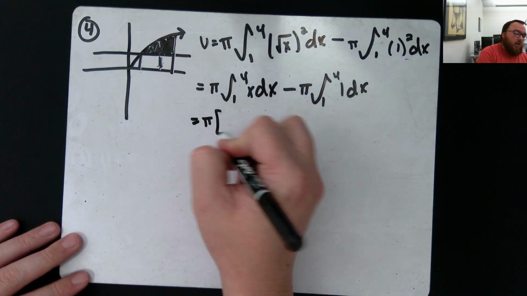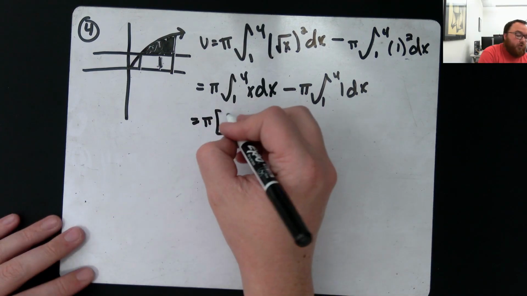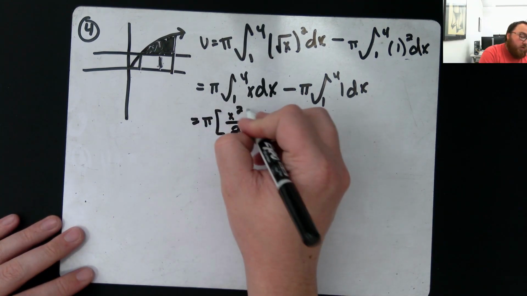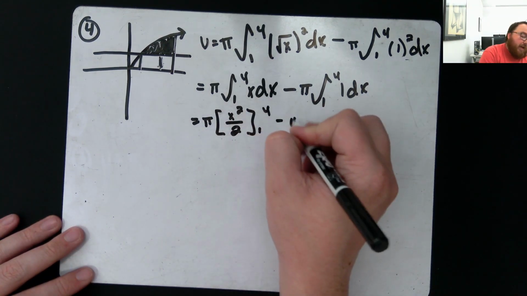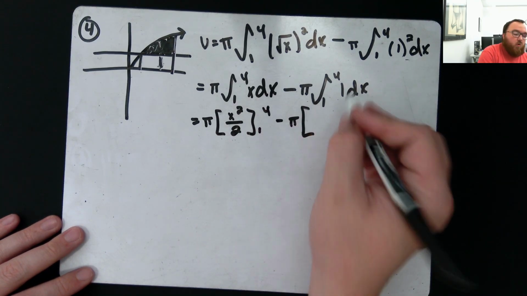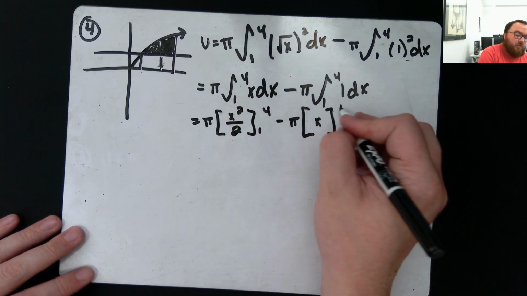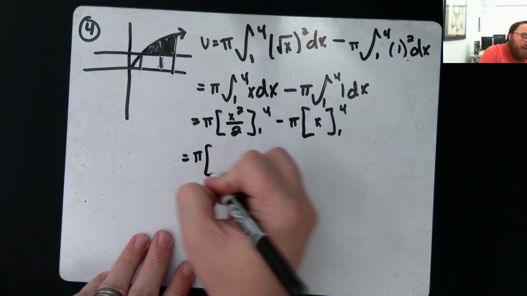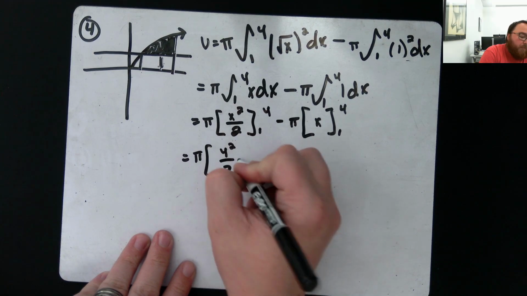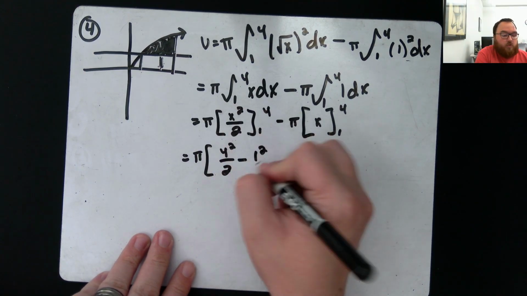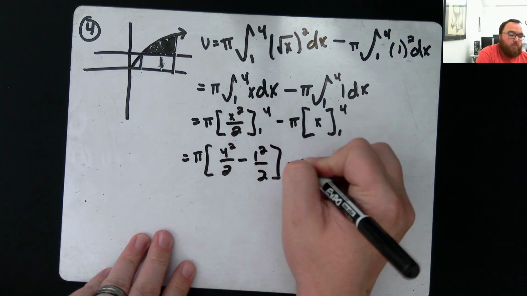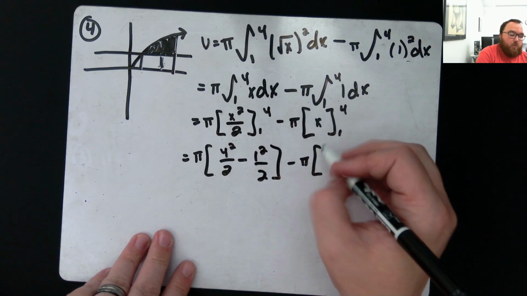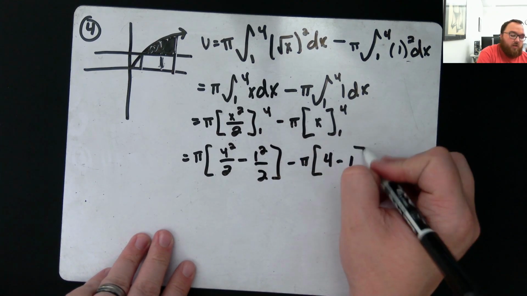Antiderivative of x, add 1 gives us 2, so x squared over 2 from 1 to 4, minus pi. Antiderivative of 1 is just x. So plug in a 4 first, it's going to be pi times 4 squared over 2, minus, plug in a 1, squared over 2, minus pi times, plug in a 4 minus, plug in a 1.